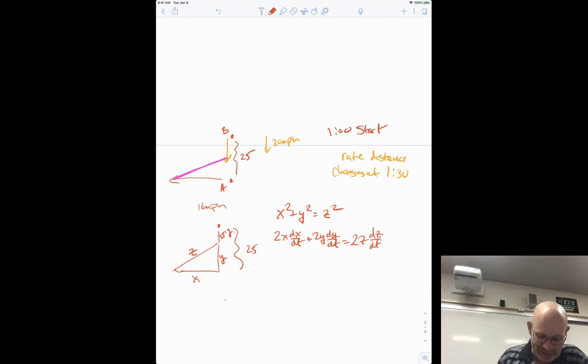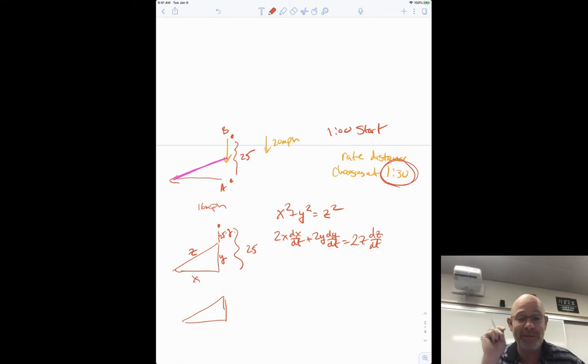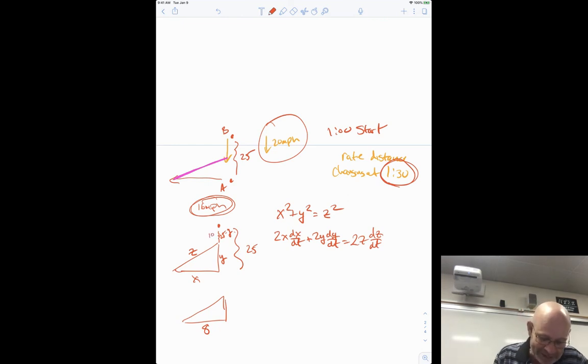So now I have this snapshot. Now we've stopped moving. So remember, it's at 1:30, so half an hour later. Here's where I can now find x, y, and z and plug them in. Do not plug them in before you take the derivative because they're changing. So half an hour later, this guy's going 16 miles per hour, so x is 8. Y is going 25 miles per hour, so after half an hour he's gone 10. But be careful here, this is the 10, right? So that means this is 15 right there. And by the way, in case you didn't know, this is an 8, 15, 17 right triangle.